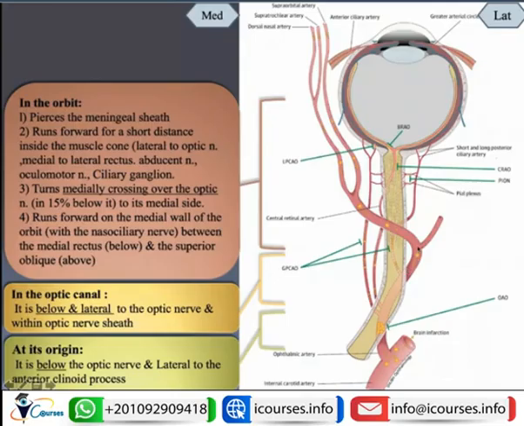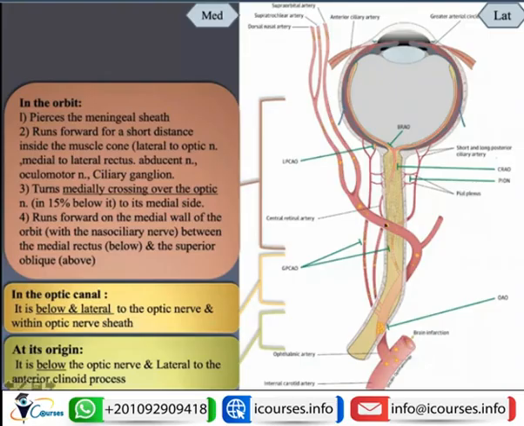Then the artery will turn medially to cross above the optic nerve. This is the usual thing, that the artery will cross above the optic nerve. This is in the majority of the population. However, in 15% of the population, the artery crosses below the optic nerve. So why does the artery do this? This is because the artery will need to give its terminal branches, and its terminal branches are located medially. So it needs to move medially above the optic nerve.